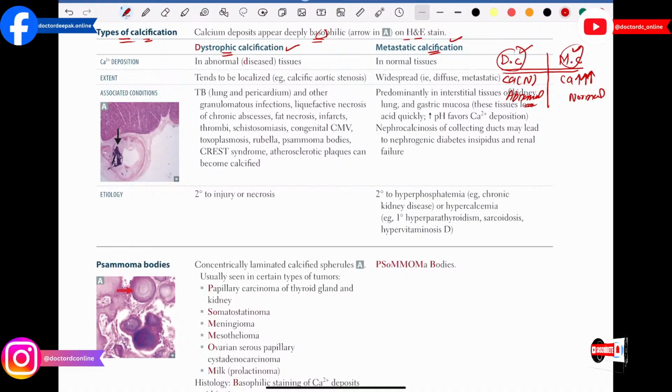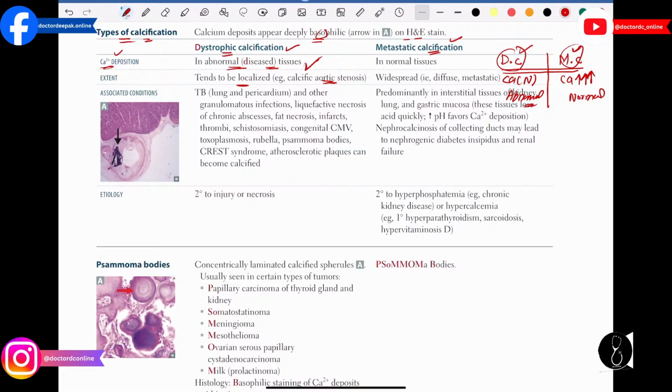So let's take a quick review from First Aid. They say the calcium is deposited on tissue that is abnormal, that is diseased, in the dystrophic calcification, and it tends to be localized. Here they mention the example of calcific aortic stenosis, where the calcium specifically deposits in the aortic valve, and that can lead to aortic stenosis. This is called calcific aortic stenosis.